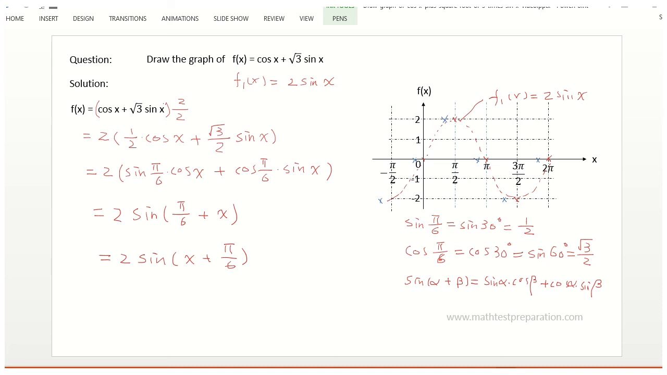Now we connect this curve smoothly. This blue curve is f(x) equals 2 times sine of (x plus 1/6 pi).